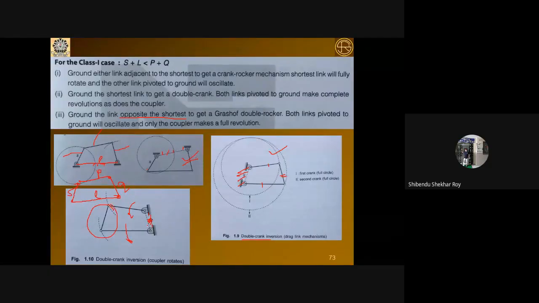Understood, your coupler will have full rotation. The coupler will rotate about CG, and full rotation has taken place. That is why it is a class 1 Grashof linkage. Both input and output links oscillate, but the coupler has full rotation. In the other case, the coupler doesn't have a full rotation. Clear?